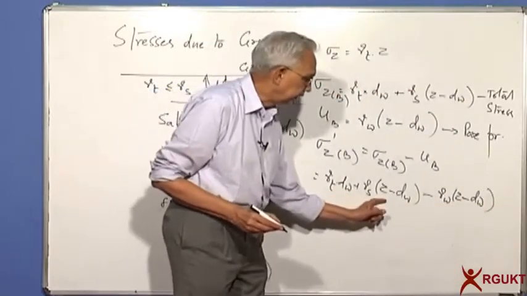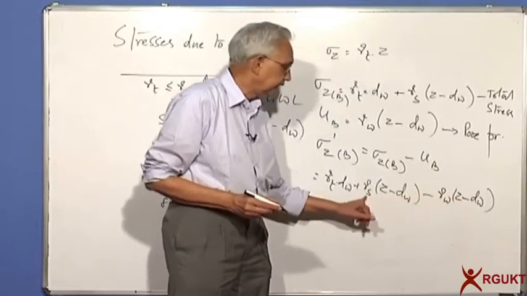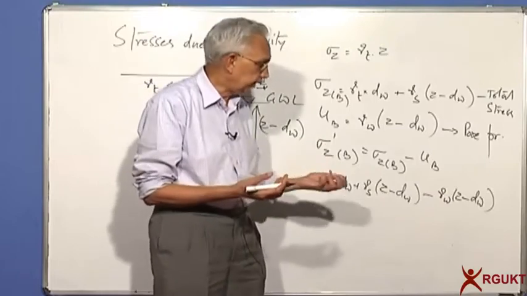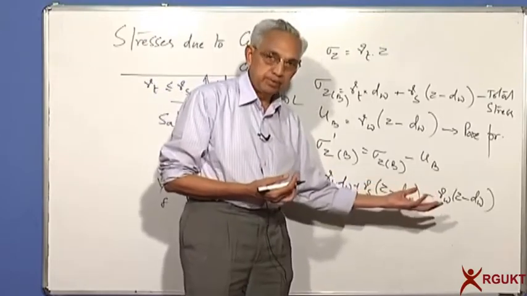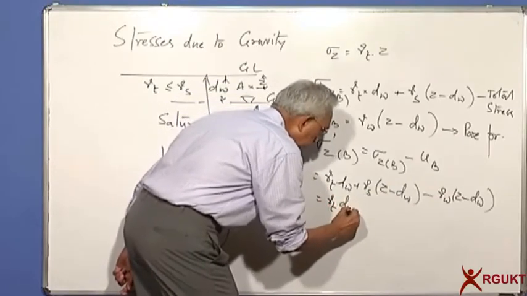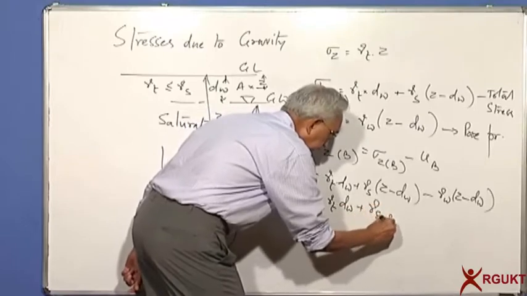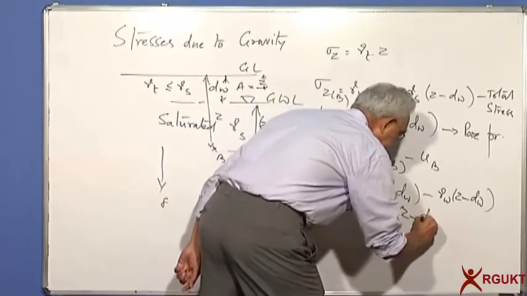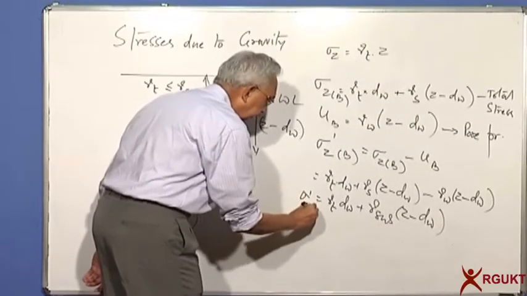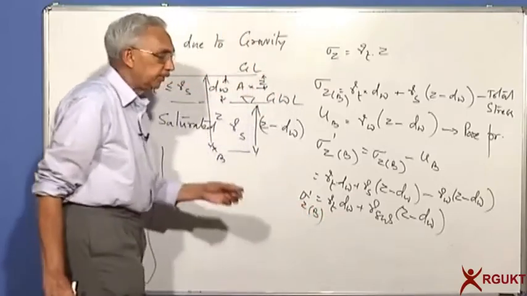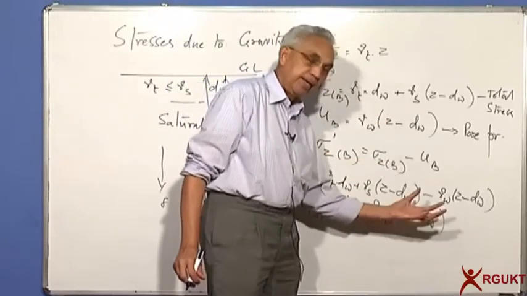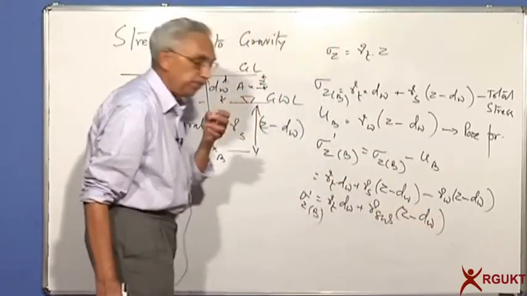You can see that Z minus dW is common, so we can subtract gamma W from gamma S, and if you subtract the unit weight of water from the saturated unit weight, we get back our submerged unit weight. So we write it as gamma submerged or gamma prime into Z minus dW. So this should be the vertical effective stress at point B. And as you can see, as you increase depth Z, all the stresses increase, and the rate at which they increase depends, of course, on the unit weight.